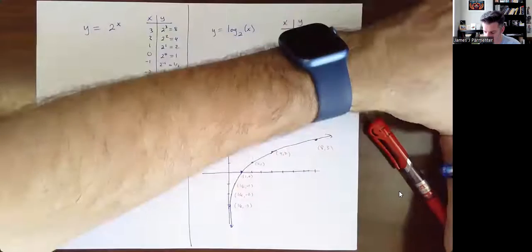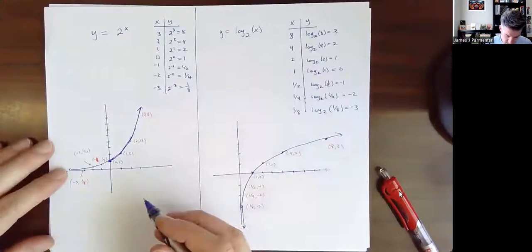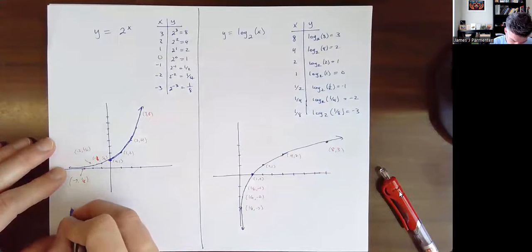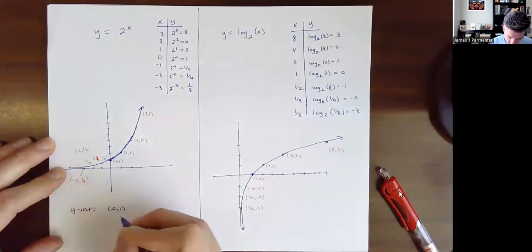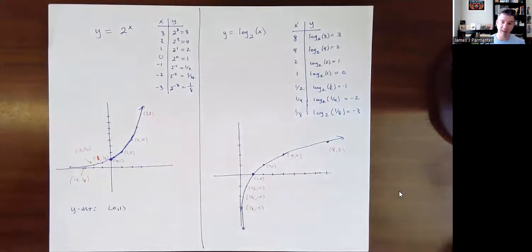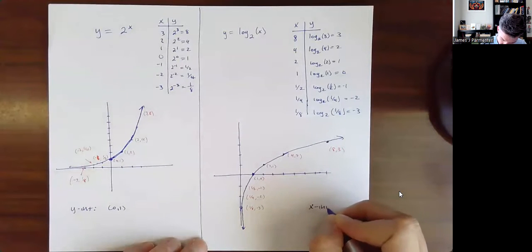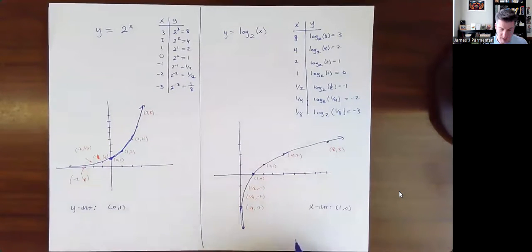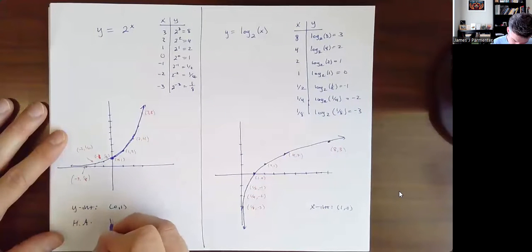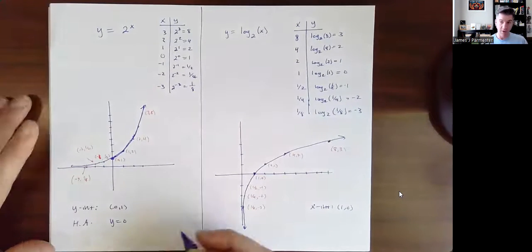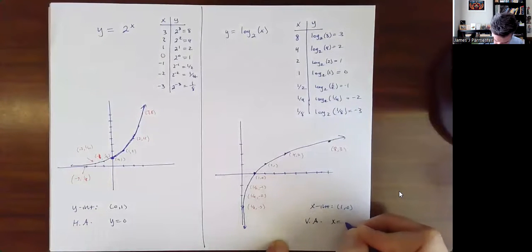Let me just move this a tiny bit here. Sorry, one second. So, meaning here, the y-intercept is (0, 1). And here, instead of having the y-intercept of (0, 1), I interchange x and y, and I get an x-intercept of (1, 0). Over here, I have a horizontal asymptote of y equal to 0. Over here, I have a vertical asymptote of x equal to 0.